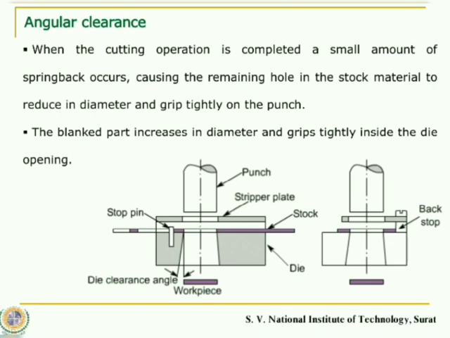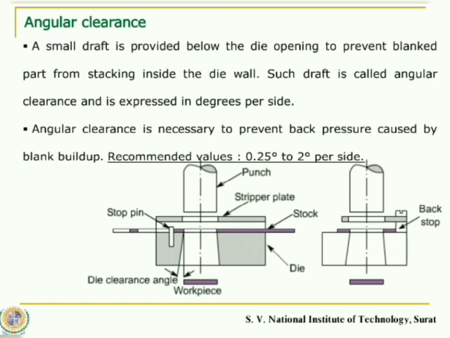When the cutting operation is completed, a small amount of spring back occurs. This spring back causes the remaining hole in the stock material to reduce in diameter and grip tightly on the punch. Further, the blanked part increases in diameter and it grips tightly inside the die opening. A small draft is provided below the die opening to prevent the blanked part from sticking inside the die wall.